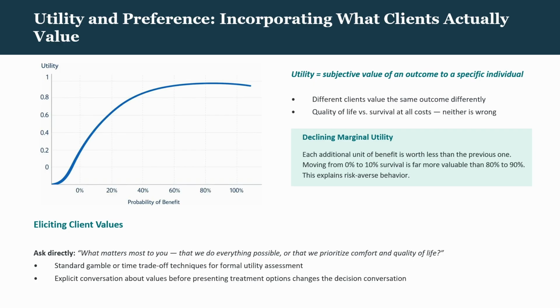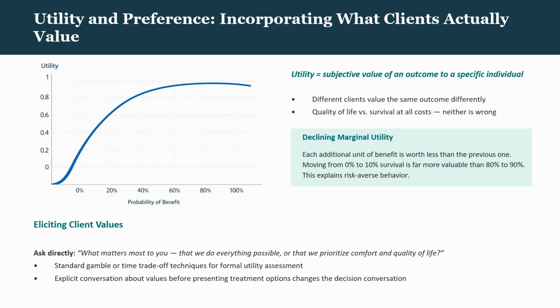This mathematical property of utility functions explains why people are risk averse. The pain of losing something is greater than the pleasure of gaining the equivalent amount. In clinical practice, you don't need to formally measure utility values, but you absolutely need to elicit and respect what your client values. The explicit question, what matters most to you in how we approach this? Are you prioritizing survival at any cost, or quality of life and comfort? Fundamentally changes the decision conversation.